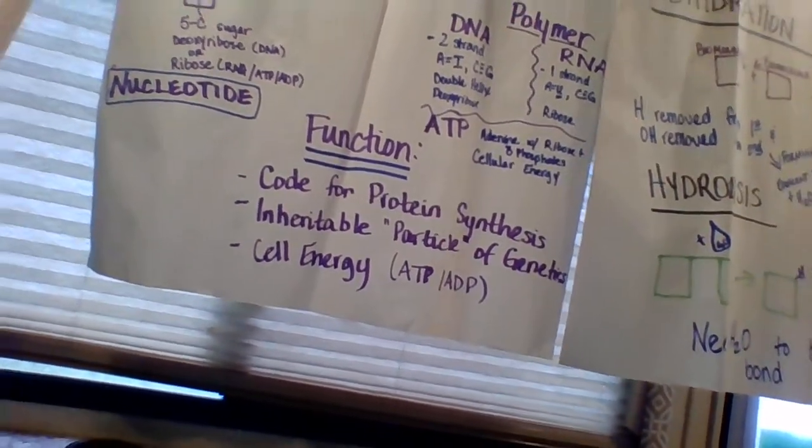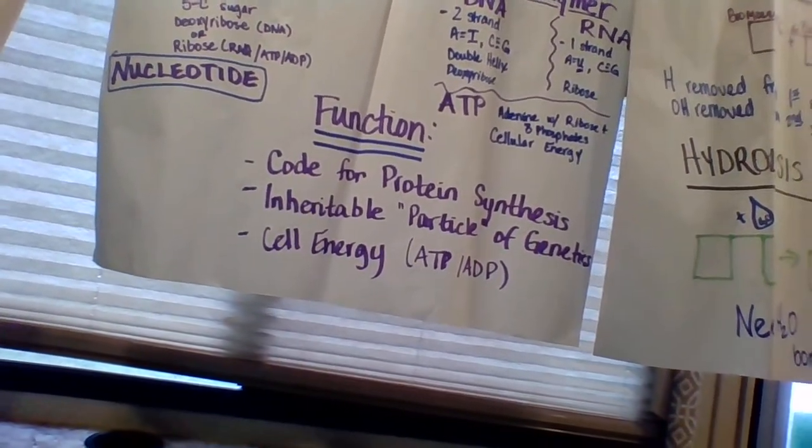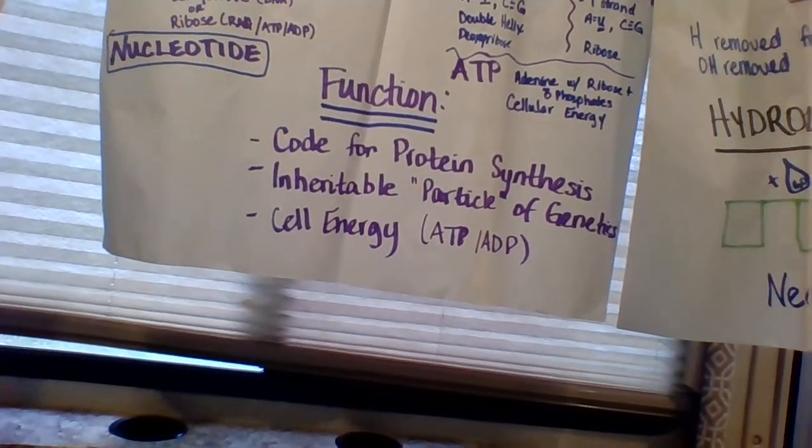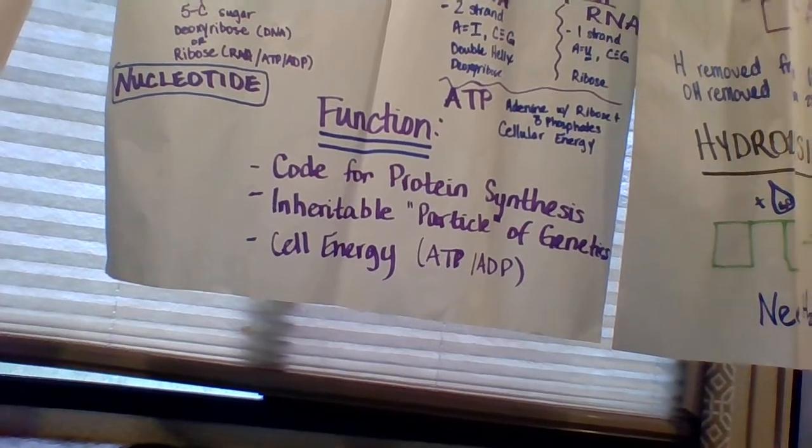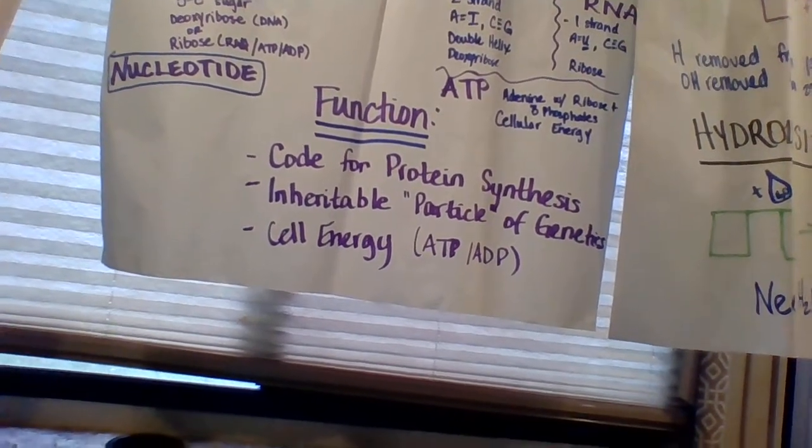RNA is another polymer, and it's going to be single-stranded. The A will bond to U instead of T. C and G still bond together, and it's going to be made using the sugar ribose.